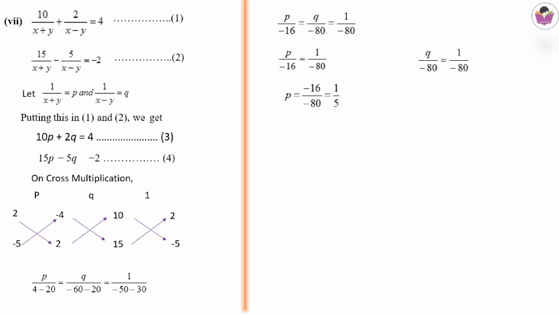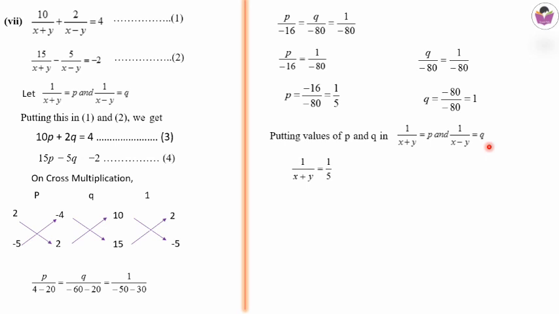Next we take q and 1 by 80, that is q by minus 80 is equal to 1 by minus 80. Cross multiply it, minus 80 by minus 80, we will get q as 1. Again resubstitute to get the values of our original variables: 1 by x plus y is equal to p and 1 by x minus y is equal to q. Just substitute it, 1 by x plus y is equal to 1 by 5, the value of p, and 1 by x minus y is equal to 1, the value of q.